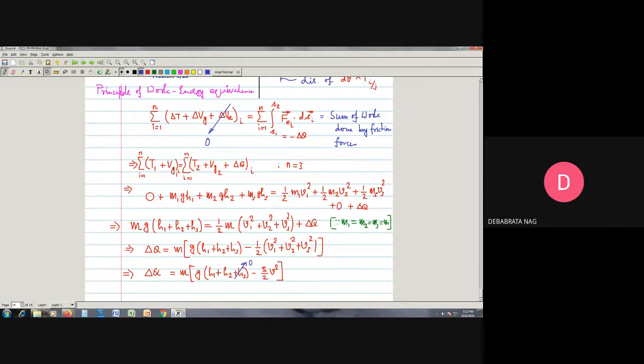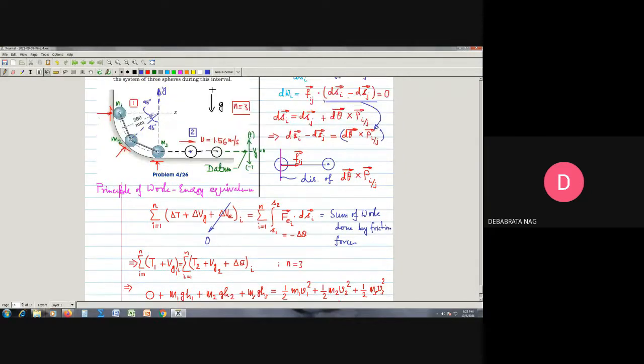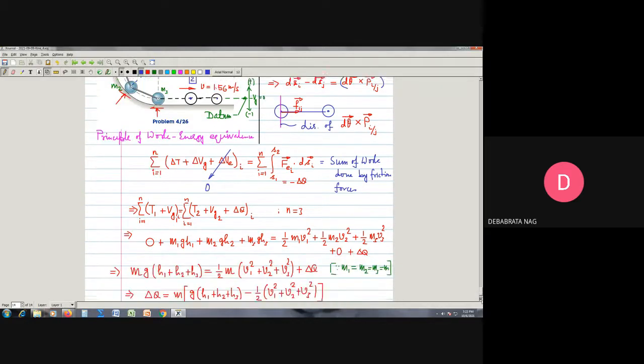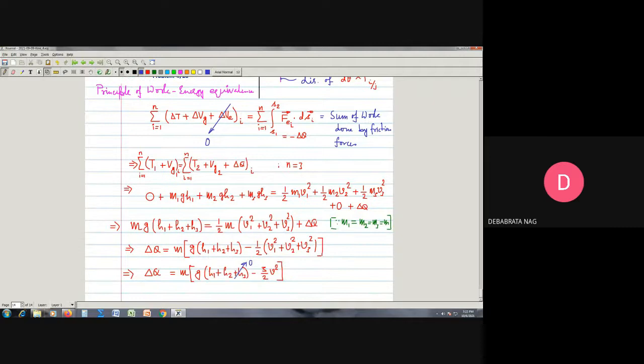Now let's look at this figure and try to assess the value of H1. H1 is the total height, which is nothing but the radius of the mean circular path, given as 360 millimeter. So we note from the geometry that H1 is equal to R, that is, 0.36 meter. That is the first thing.